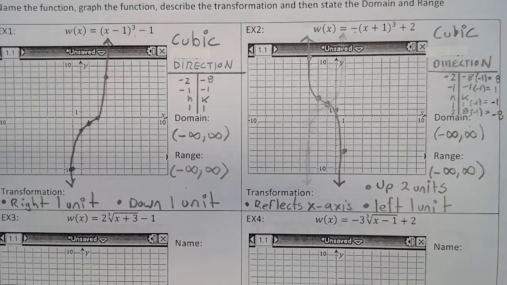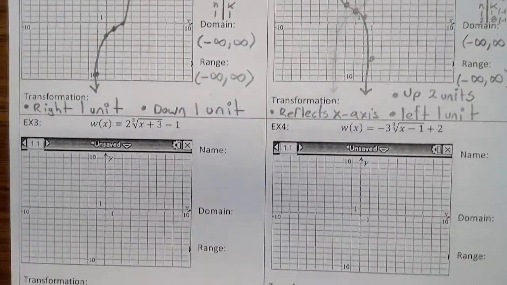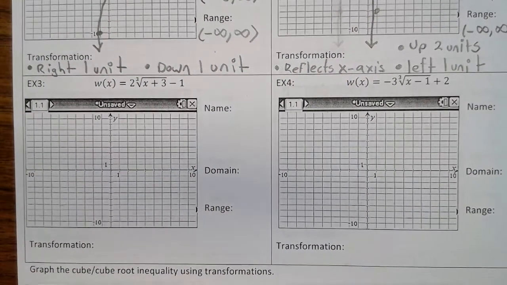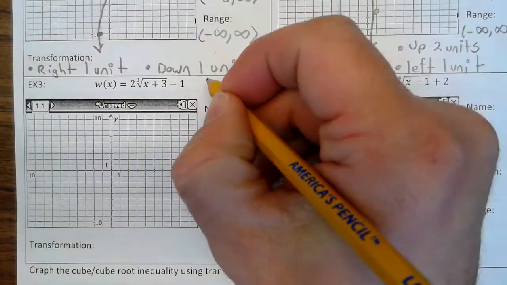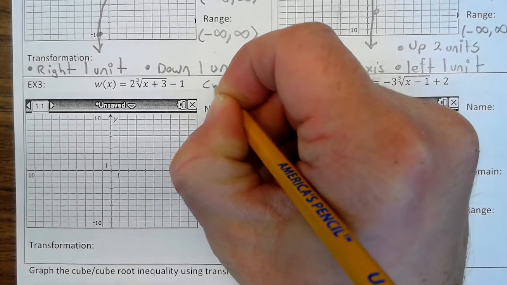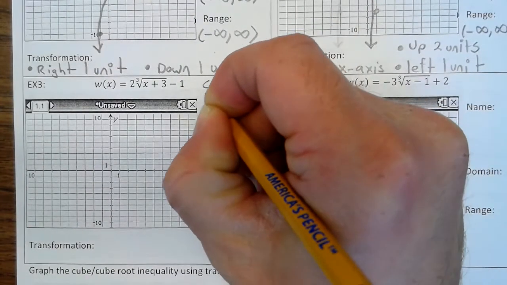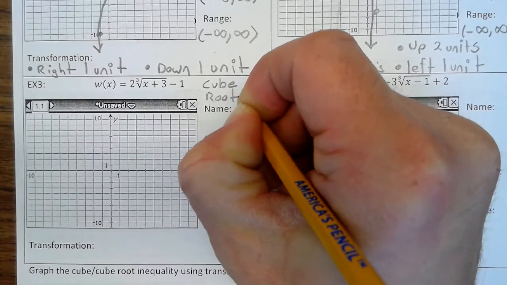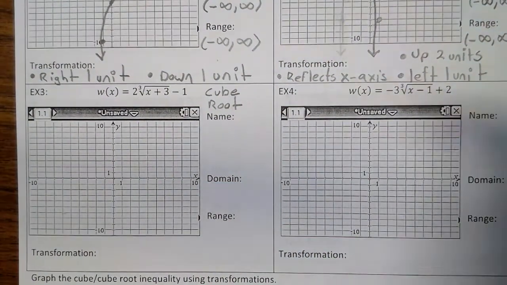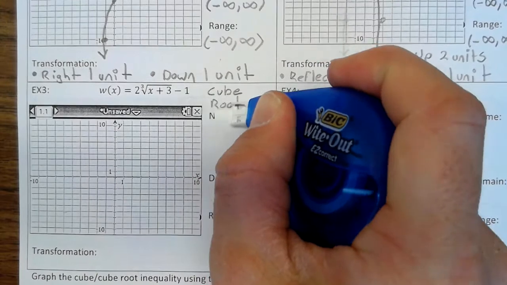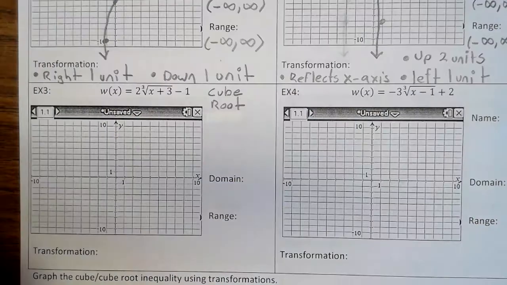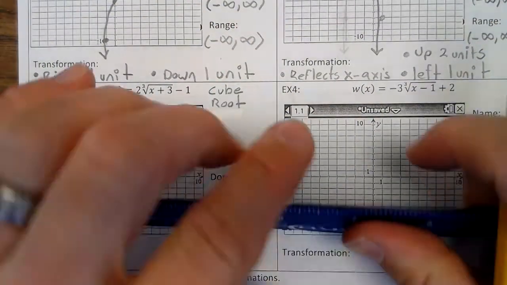All right. So now let's look at example 3. All right. So name: cube root function. Okay, and again, we're going to graph by direction.